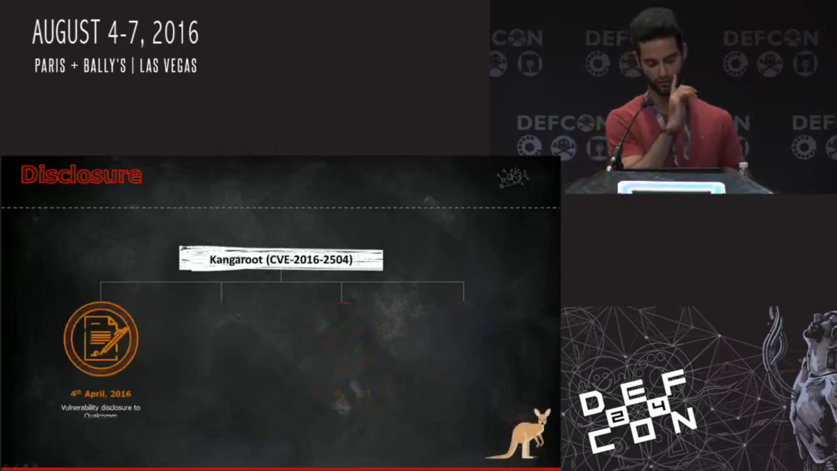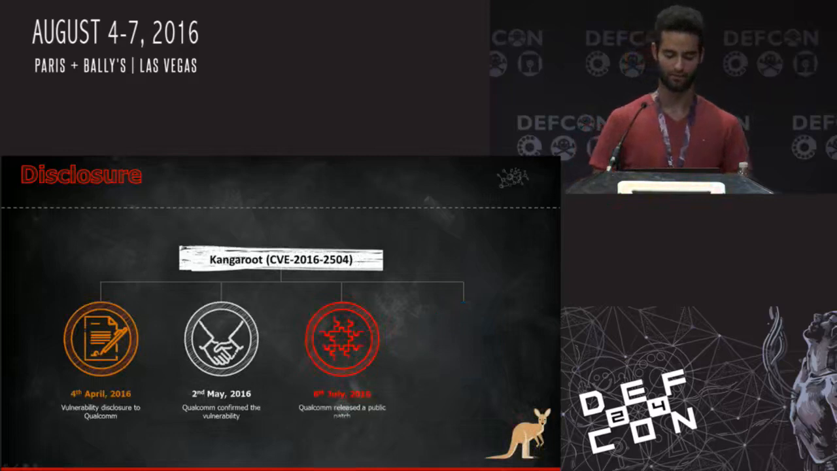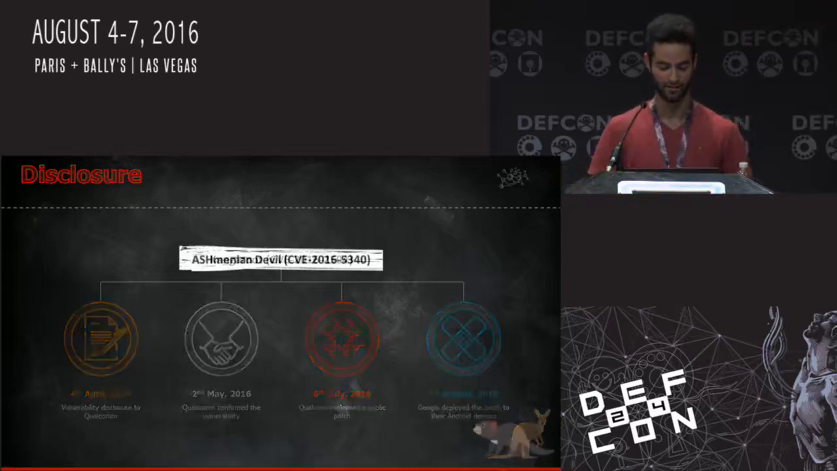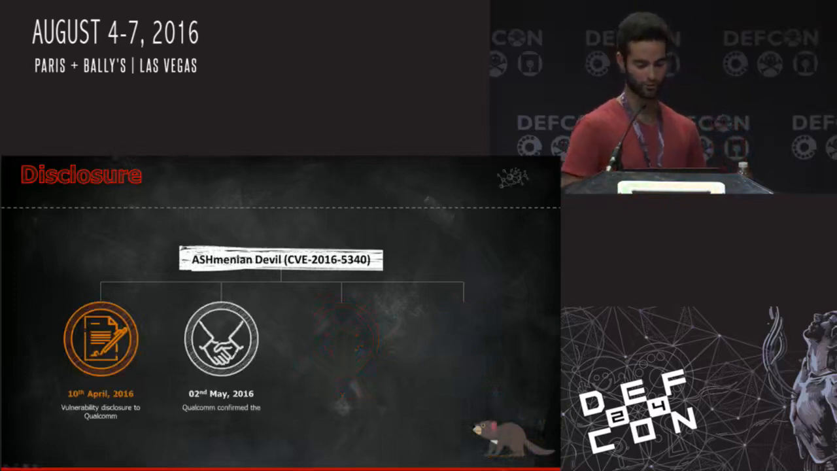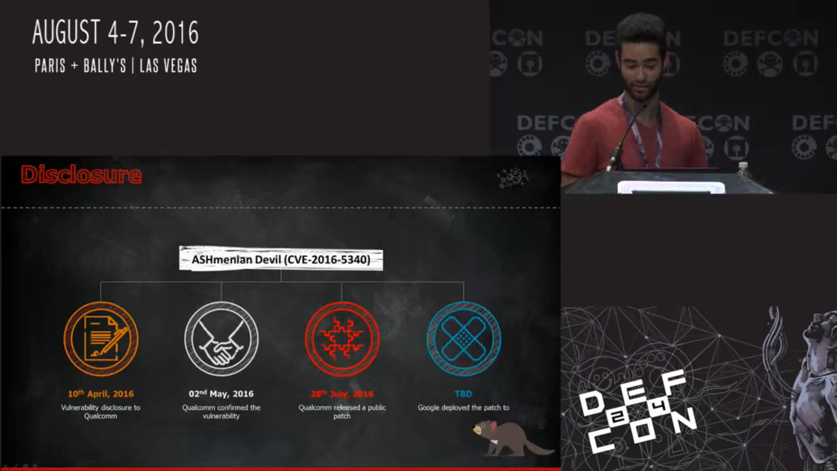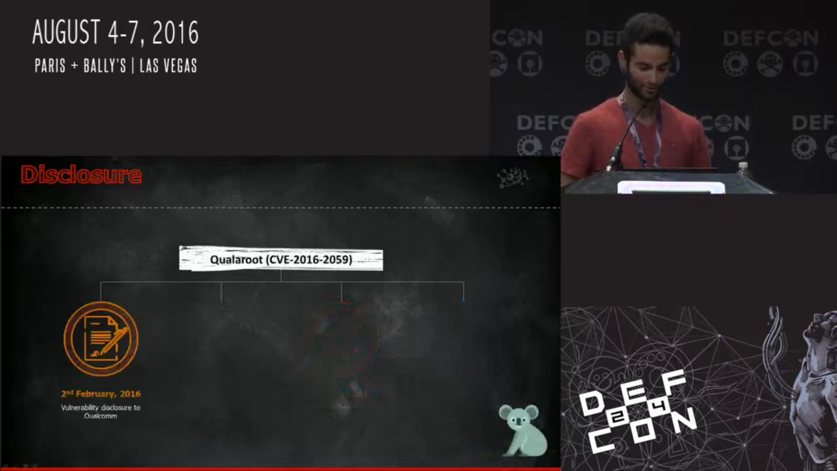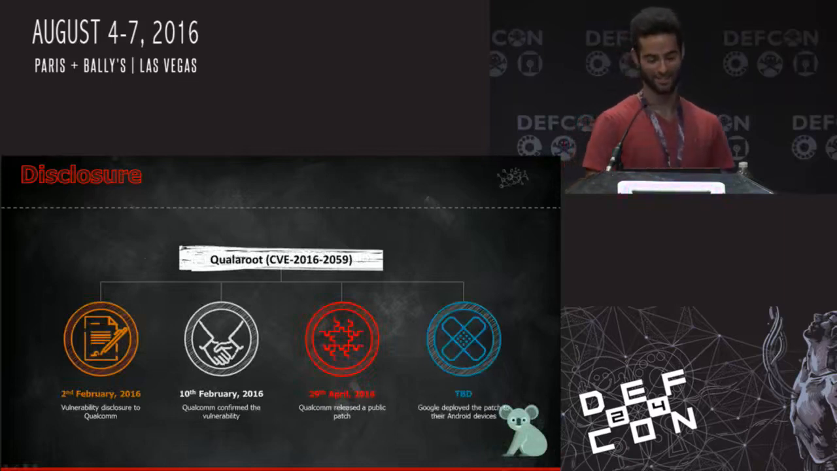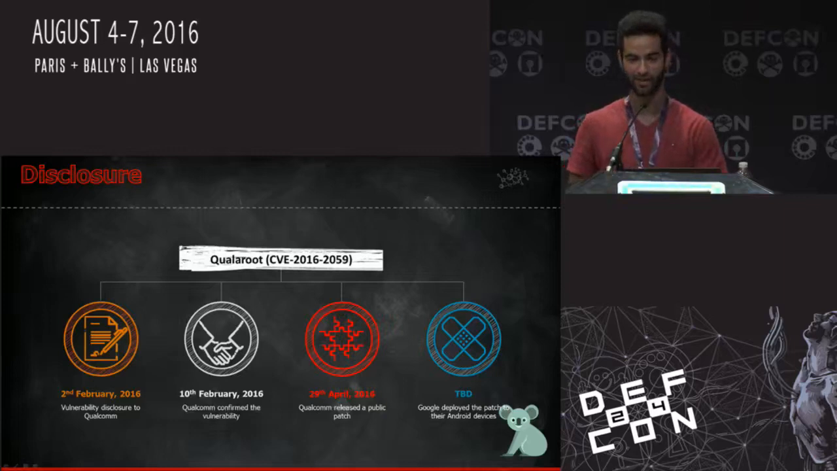Kanga root was also fixed on the 6th of July, but for some reason the patch was only deployed on the 1st of August. Ashmani and Devil, I'm sorry to disappoint you. Even though Qualcomm released a patch, no device was fixed so far, at least no OEM that we know about, so you're all vulnerable. Congratulations. And finally, Qual root. Qual root was the first vulnerability that we disclosed, and even though Qualcomm released a patch back in April, Google did not deploy it yet.